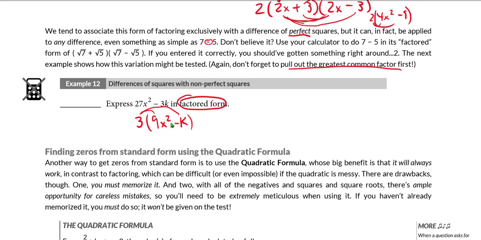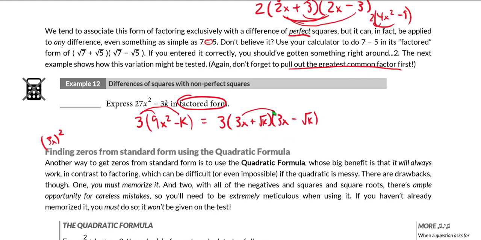Now, we do have what looks like a perfect square here, right? 9x squared is 3x squared, but k itself does not look like a perfect square. But remember that the square root of k is just root k. So in the same way that I'm going to put the square root of 9x squared in that first position of my two factors, I'm just going to put the square root of k in the second position, 1 plus, 1 minus, and this should do it.